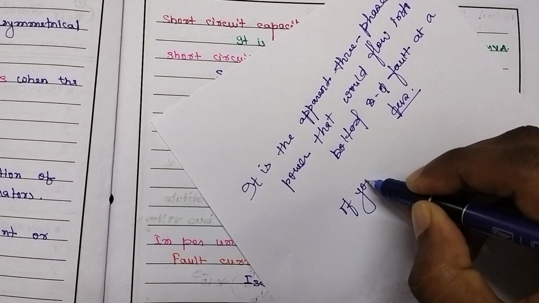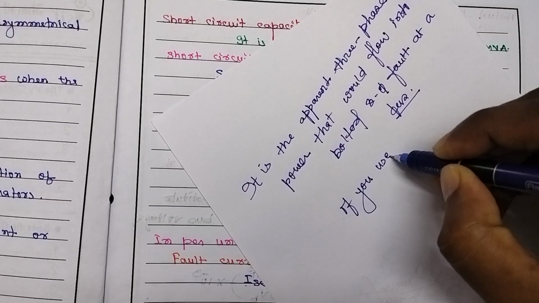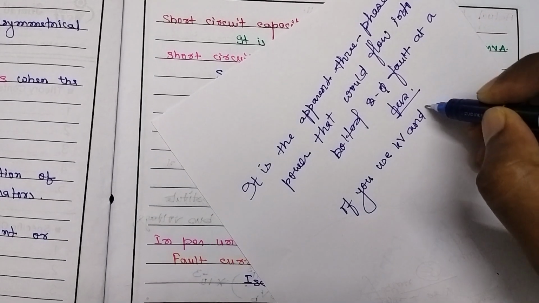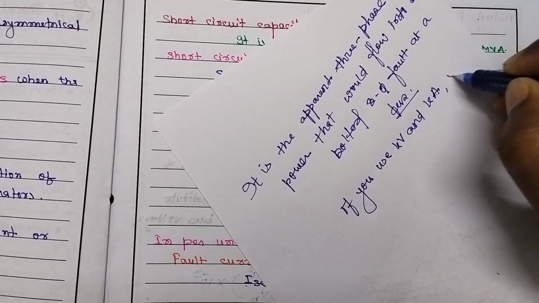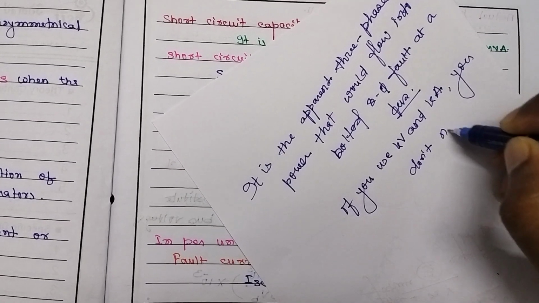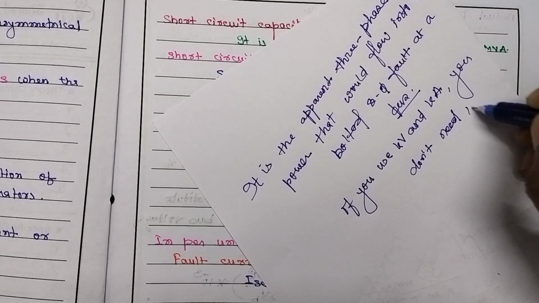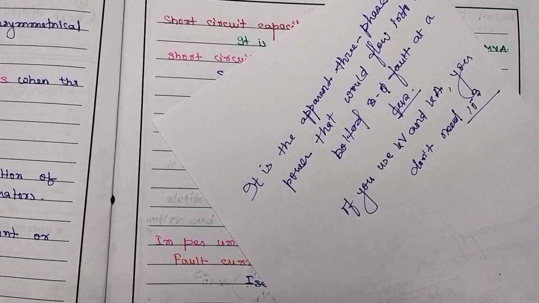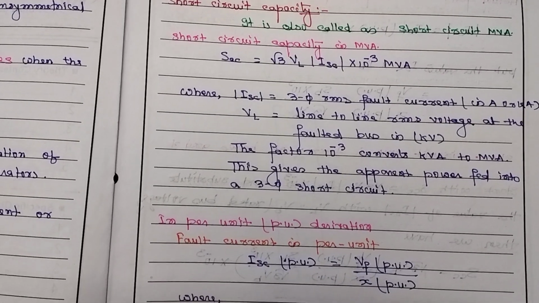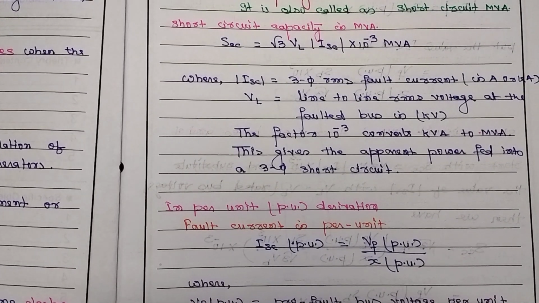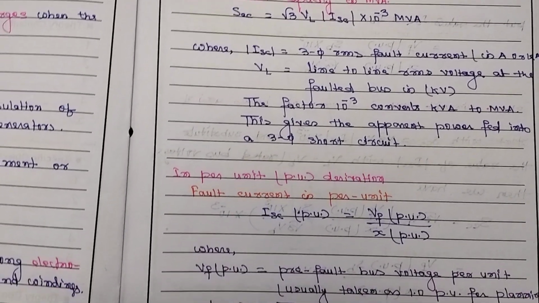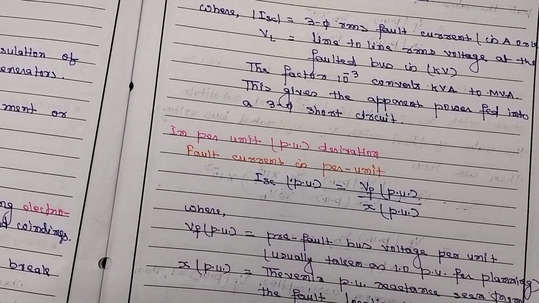So if you use kilovolt and kiloampere, then you don't need the 10 power minus 3. To compare the different voltage levels, we switch to the per unit.